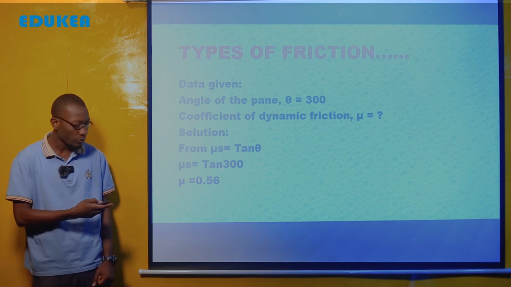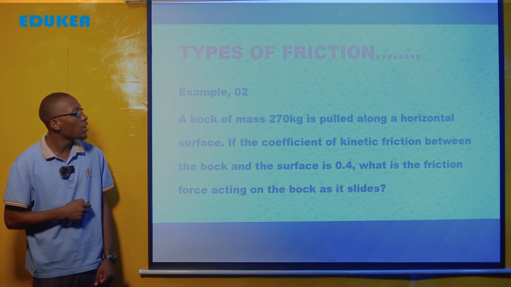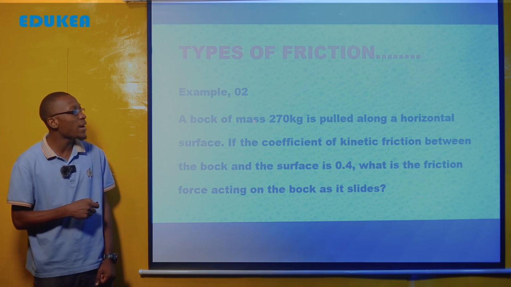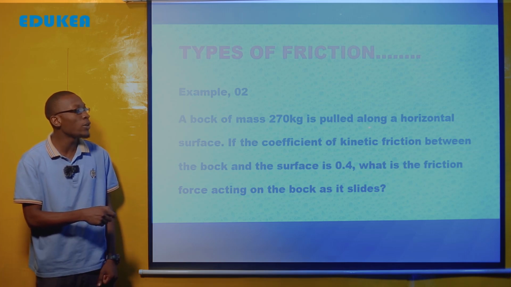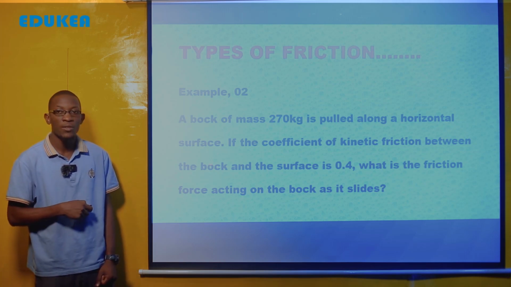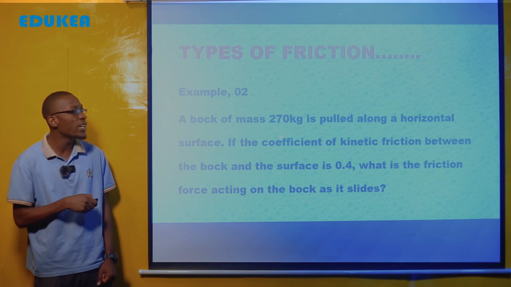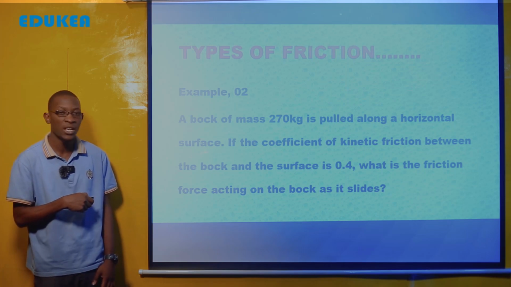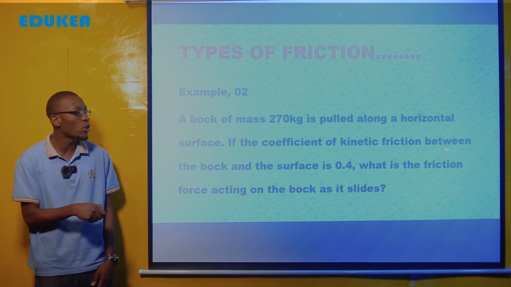Then there is another example. There is a block of mass of 270 kg is pulled along a horizontal surface. There is a horizontal surface and the mass of this was pulled along that horizontal surface. If the coefficients of kinetic frictions between the block and the surface is 0.4, what is the frictional force acting on the block as it slides?